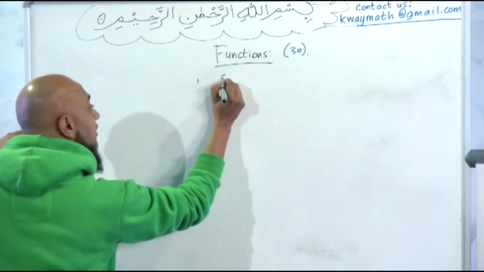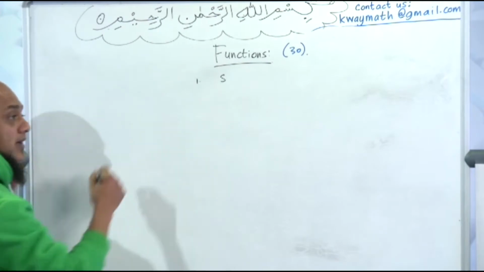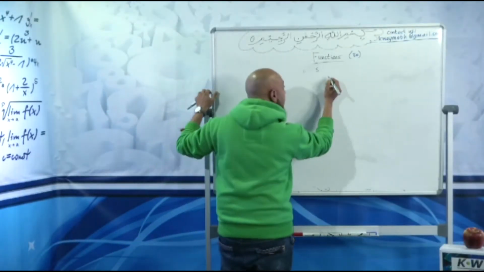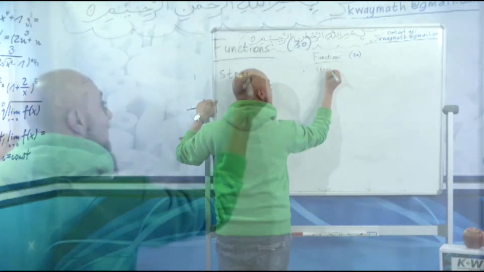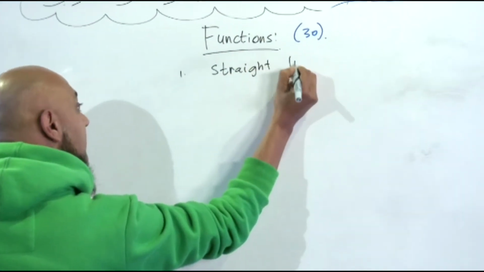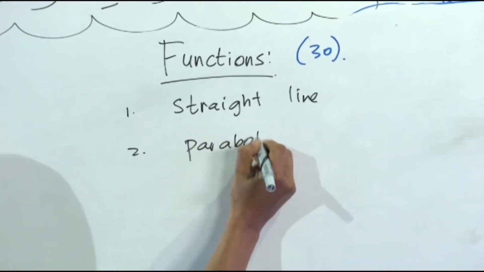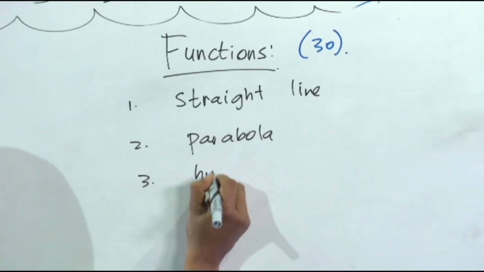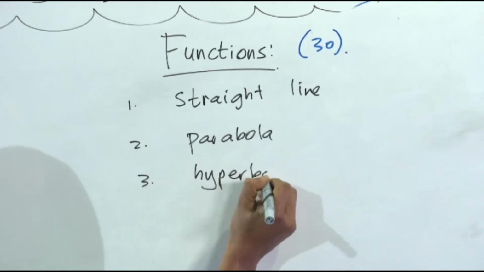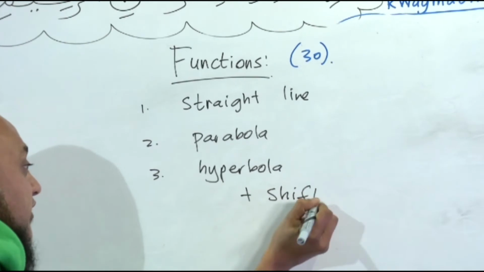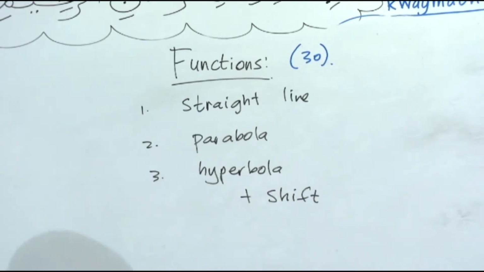Number 1, you need to know which type of function. Remember, the word functions refers to graphs. So, what type of graphs do you need to know? You need to know the straight line graph. You need to know the parabola. You need to know the hyperbola. You need to know the hyperbola plus the shift in asymptotes. We'll explain all these topics to you as we go along.